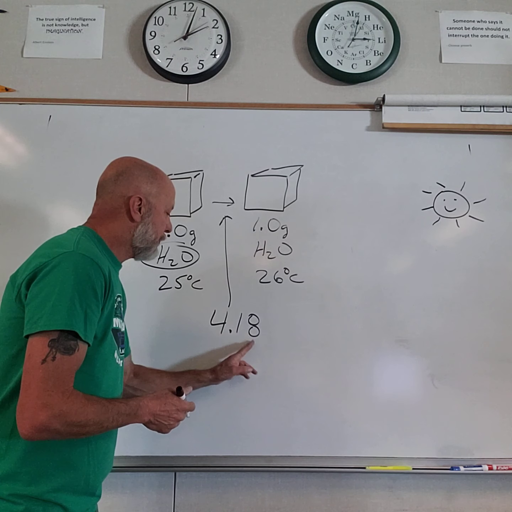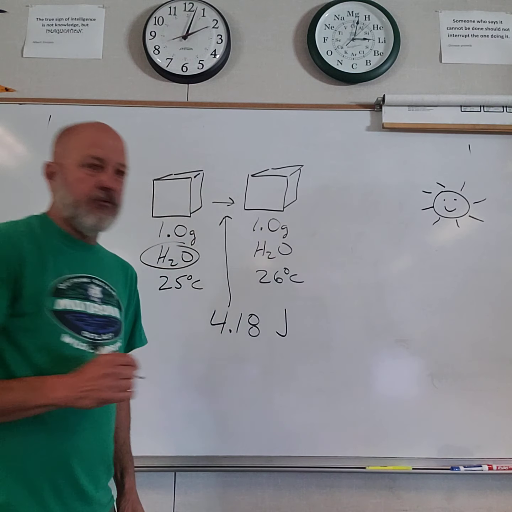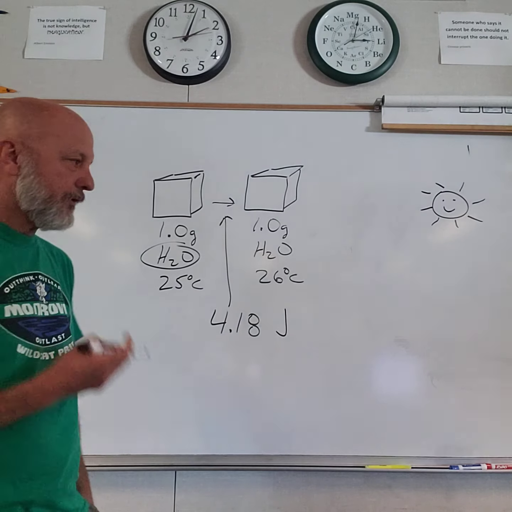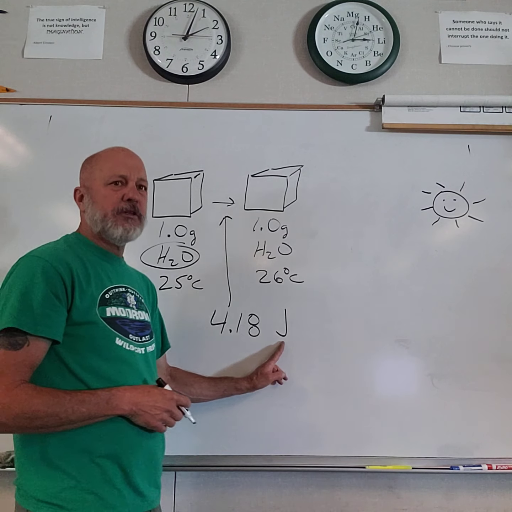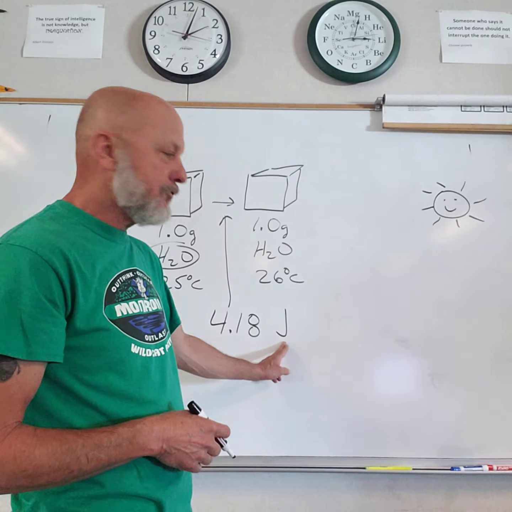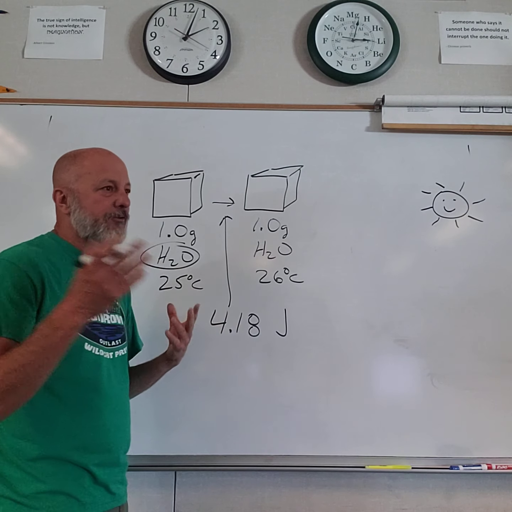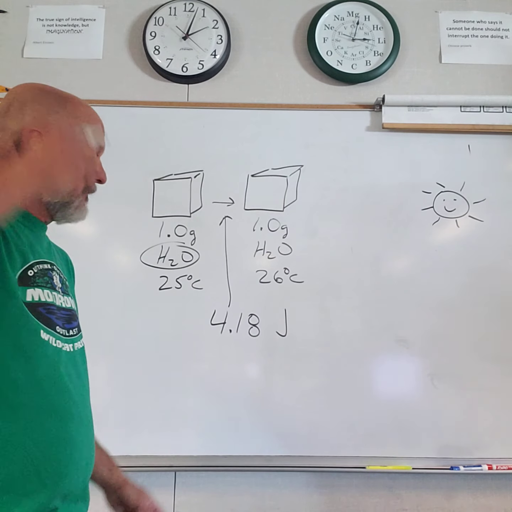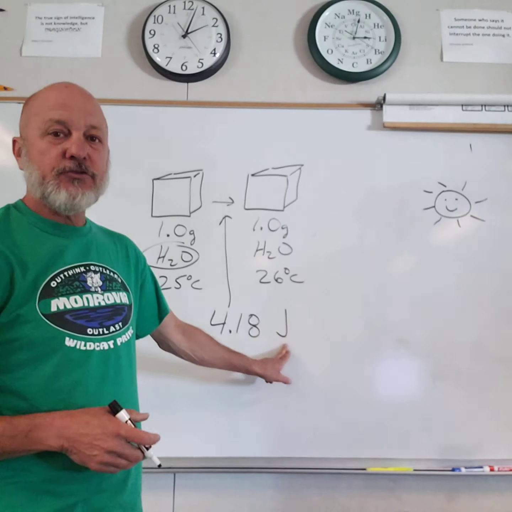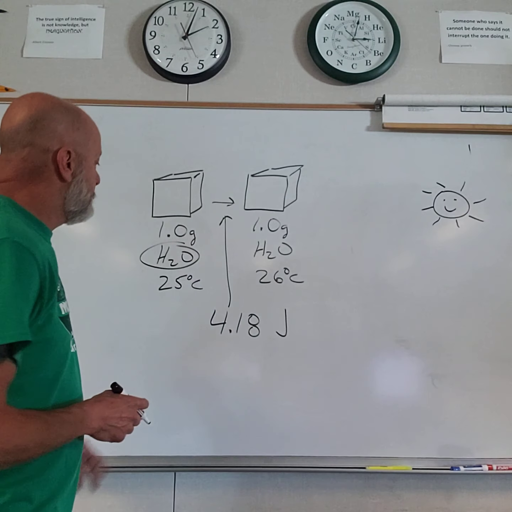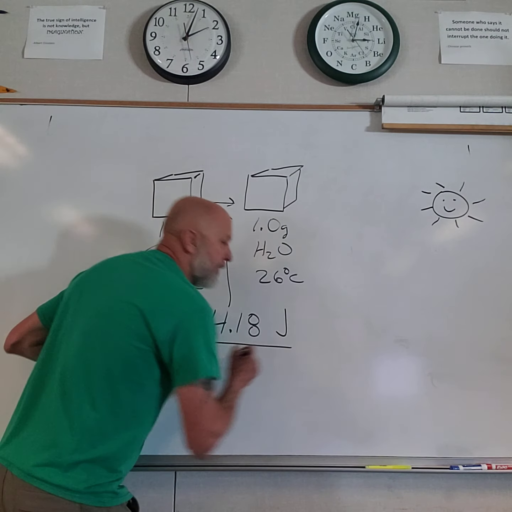And so it takes 4.18 capital J joules. So joules is a unit for energy, and really it's the only unit we're going to use in this class, right? Yes, there's calories, there's different kinds of energy units, but all we're going to use is joules or kilojoules. So this is a property of water.